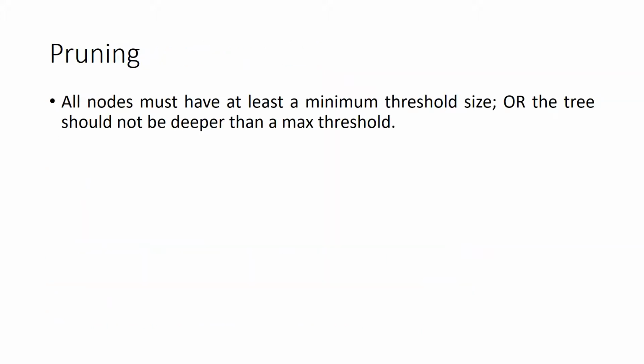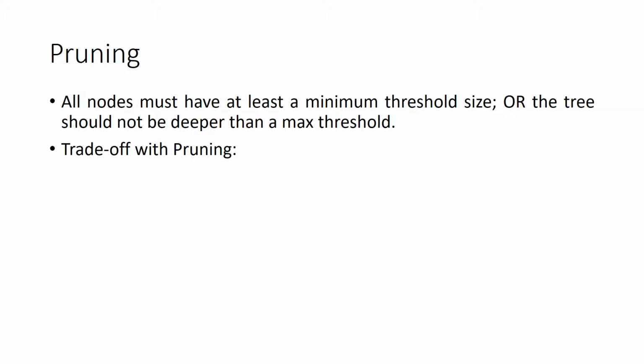So in pruning, we could do it in multiple ways, but one way could be that all nodes need to have at least a minimum threshold size. Let's say that threshold is 1000. Any node that has less than 1000 data points, I'm not going to consider. I'm not going to split, I'm not going to allow that node to happen. Another way to prune the tree would be that the tree should not have more depth than whatever the max threshold is. So there are multiple ways.